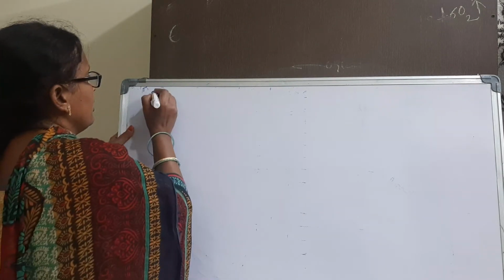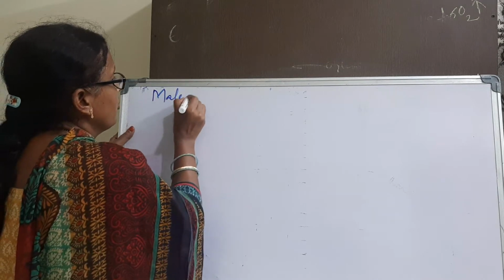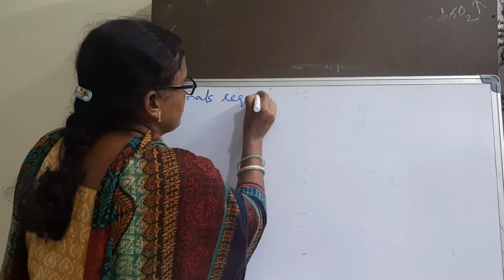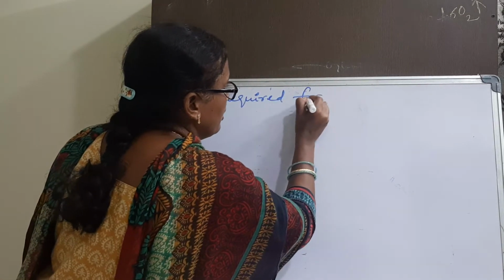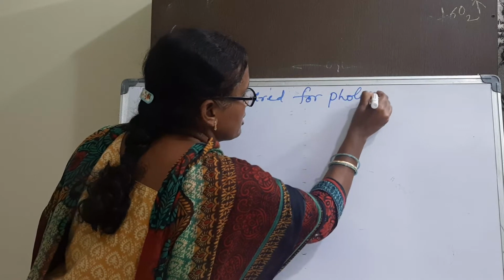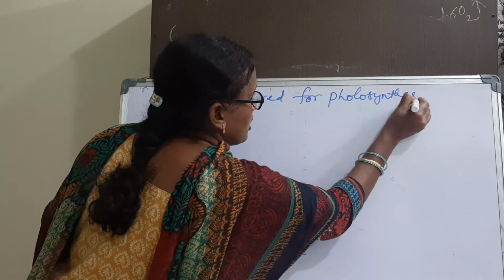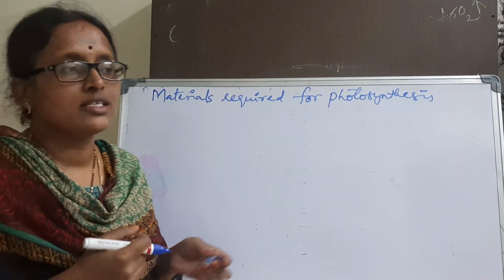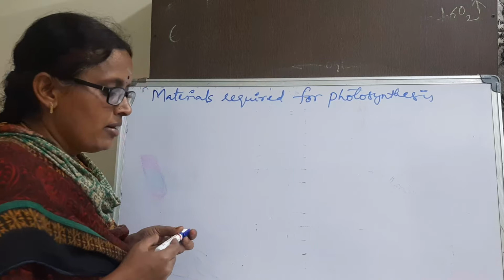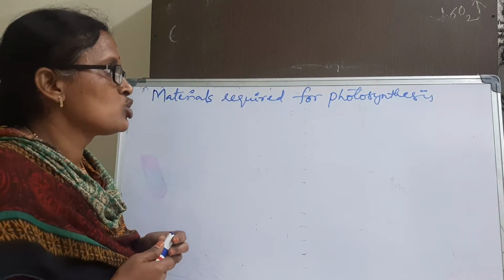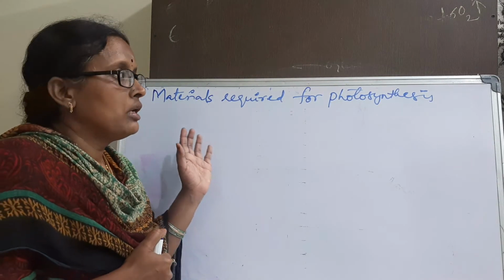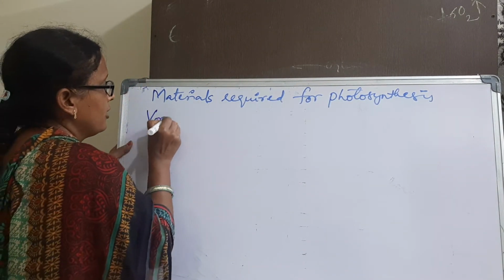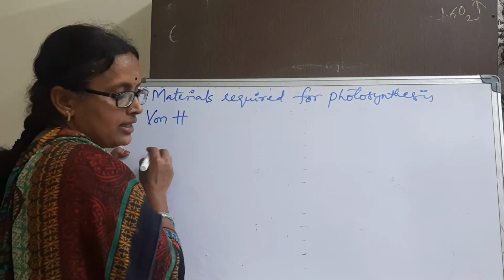And next topic is materials required for photosynthesis. What are the materials required for photosynthesis? If you observe the equation, you may simply say that carbon dioxide is necessary, water is necessary, all these things. But some scientists tried to work on it. One of them is Van Helmont.